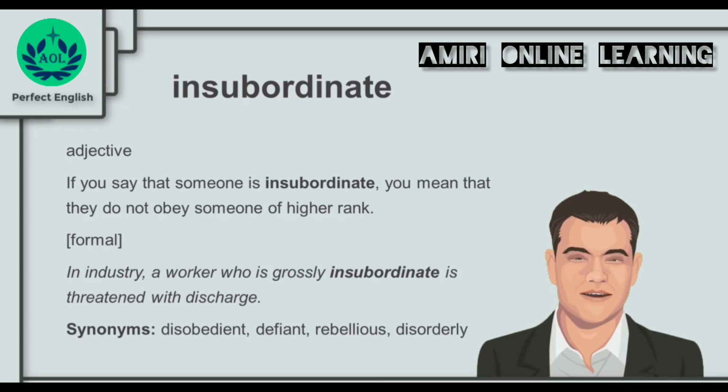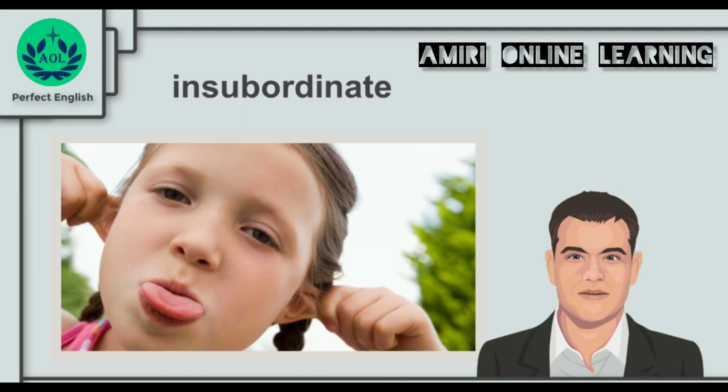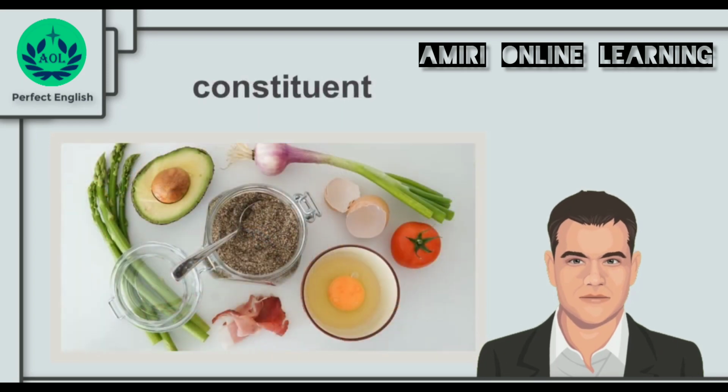And synonyms for insubordinate are the words disobedient, defiant, rebellious, and disorderly. So the next time you remember the picture of this lovely young girl, remember the word insubordinate and what it means. And now for the next keyword, constituent. Now you look at this picture and you can see we have ingredients for some kind of dish. So can we say that ingredients is similar to the word constituent?